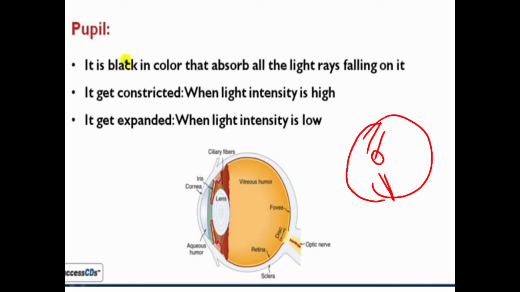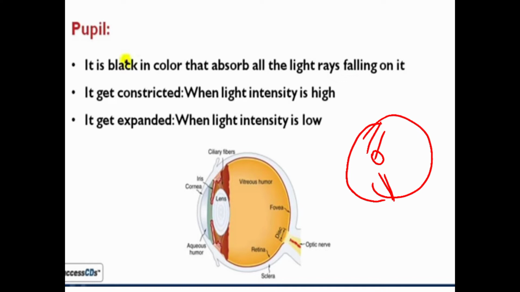So here, as we saw and as we learned, the pupil gets constricted when light intensity is high. Constricted means it gets contracted, it becomes small when there is bright light. As we can observe, when we go in sunlight, our eyes become smaller. That is, our pupil becomes smaller. Why? Because due to high light intensity, the pupil gets constricted.